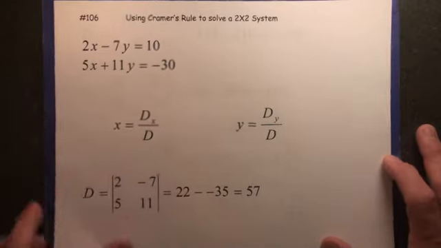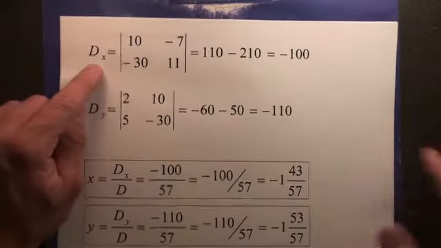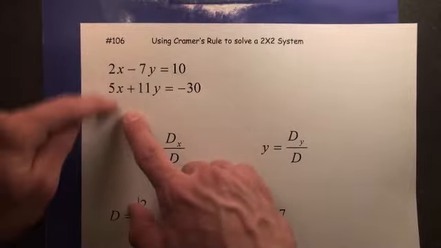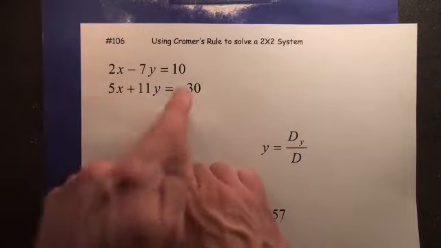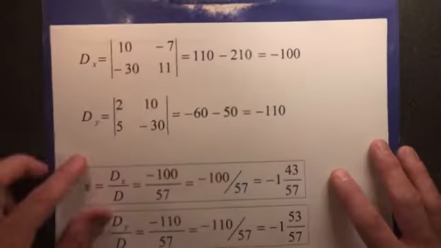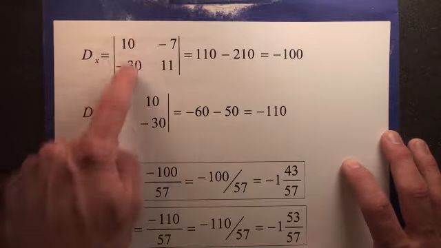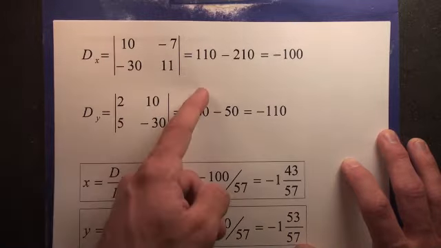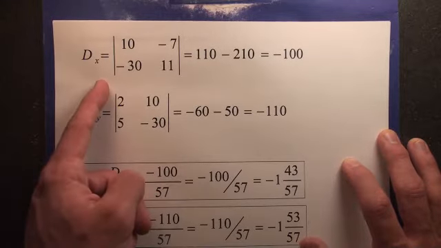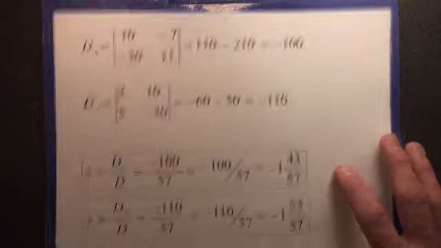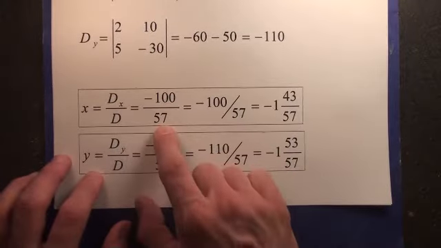So how are you going to find D sub x? D sub x is going to be this. You're going to take your original matrix and take the x coefficients and replace them with the 10 and the negative 30 with the constant coefficients. Bam, here you go. So now you have 10 and negative 30 when you cross multiply here to do the determinant. 110 minus 210 is negative 100. So therefore our x value is going to be negative 100 over 57.